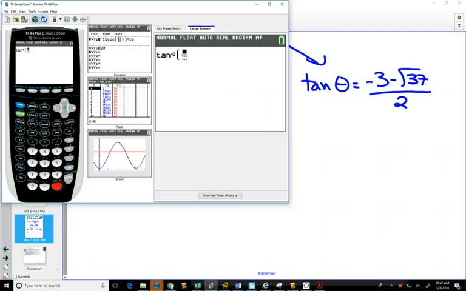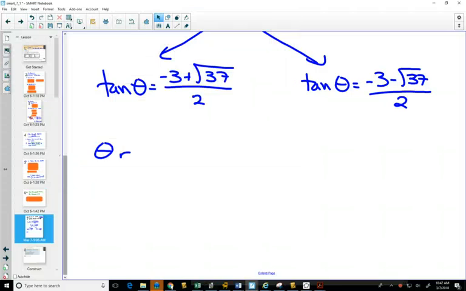Now, when I type in negative 3 plus the square root of 37, one of the things I should have done before I even typed this in is ask myself, is that number positive or is that number negative? Because we always do the inverse of the positive value. So a little bit of mental math estimation. Is negative 3 plus the square root of 37 going to be a positive number or a negative number? It's going to be positive. So this one's okay. We can just push enter, and we get a reference angle of 0.995.